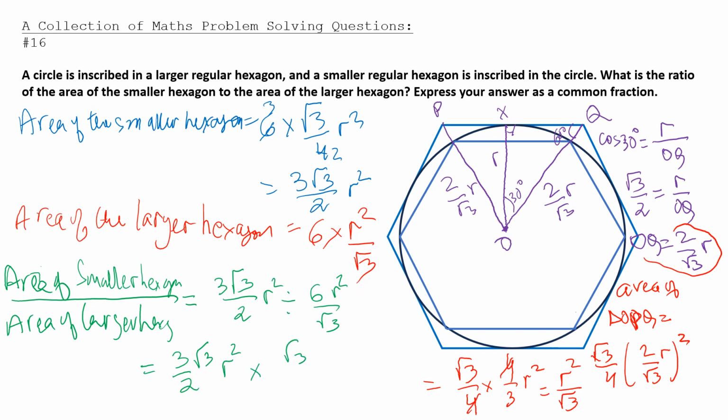multiplied by root 3 out of 6. The R squares get cancelled, and I am left with 3 times 2 is 6, and that gives me root 3 times root 3 is 3 out of 4, and that is the answer.